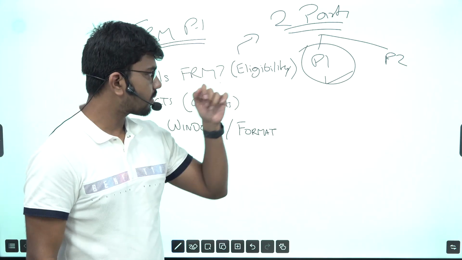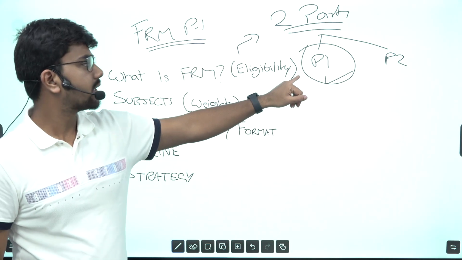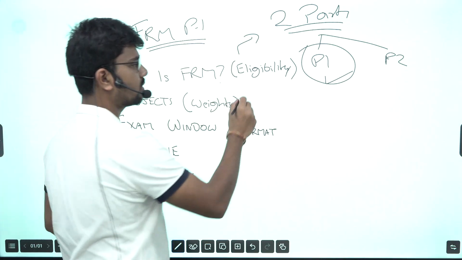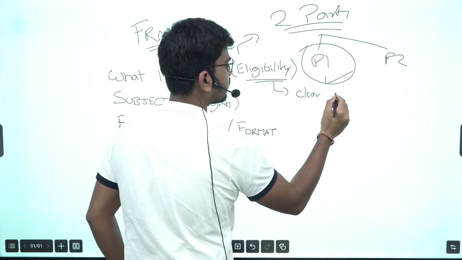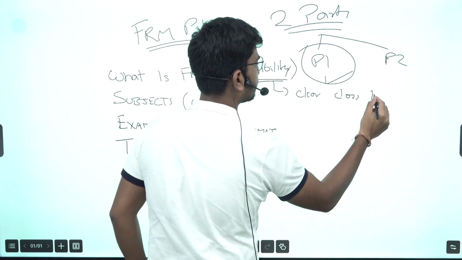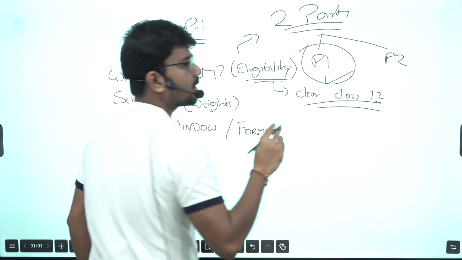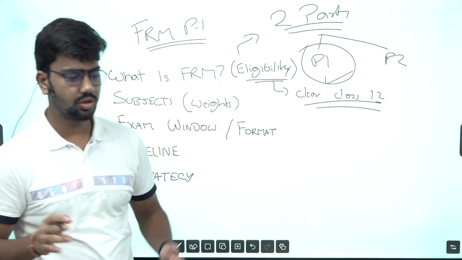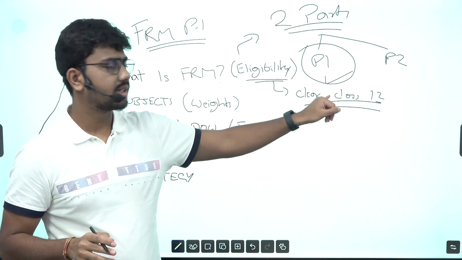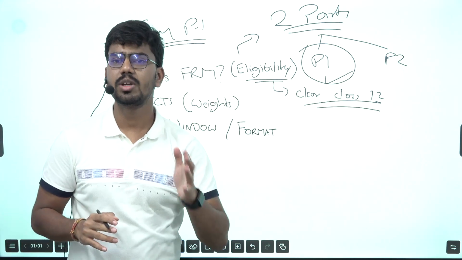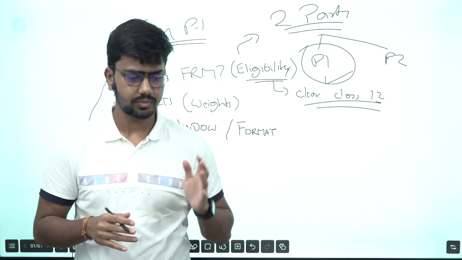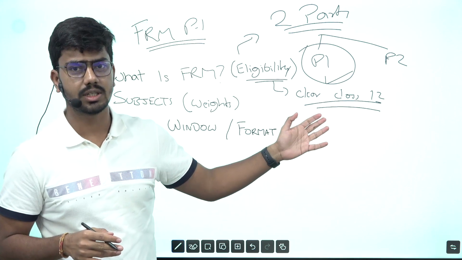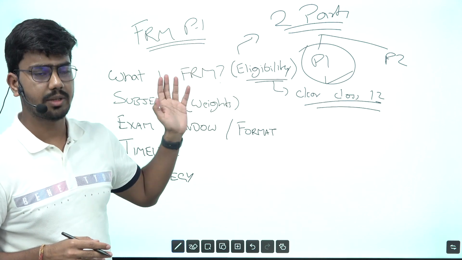The eligibility for the FRM part 1 examination is you just need to clear your class 12. Nothing else. No other eligibility requirements. You should have cleared class 12 and obviously you should be a passport holder. If you don't have a passport, you won't be able to register. So these two basic requirements are needed to register for FRM examinations.